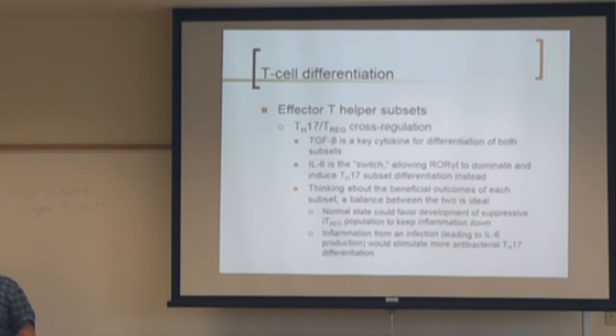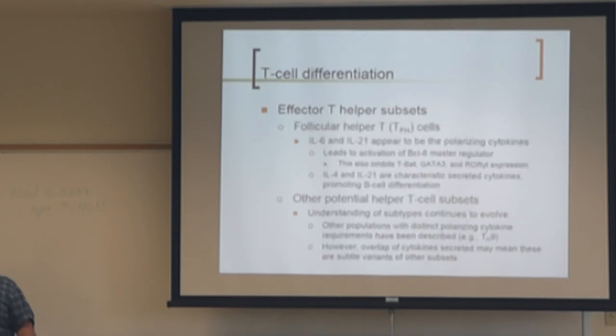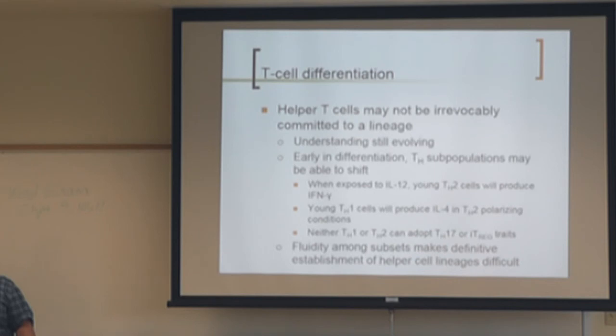This is just talking about that Th17 versus Treg cross-regulation, just like we had cross-regulation between Th1 and Th2. And follicular helper cells, this just talks about who they are and what they do, and I already talked about that.